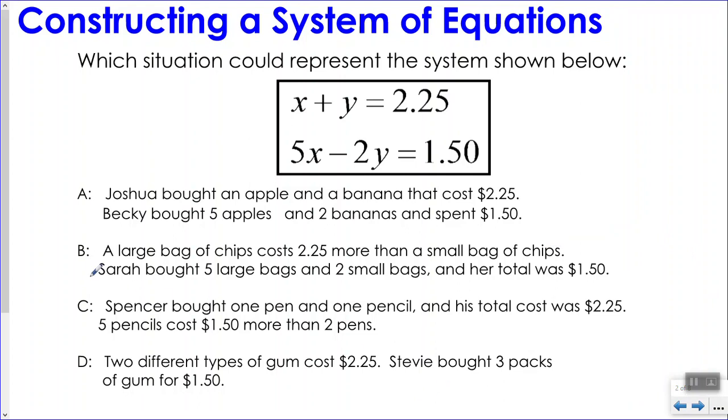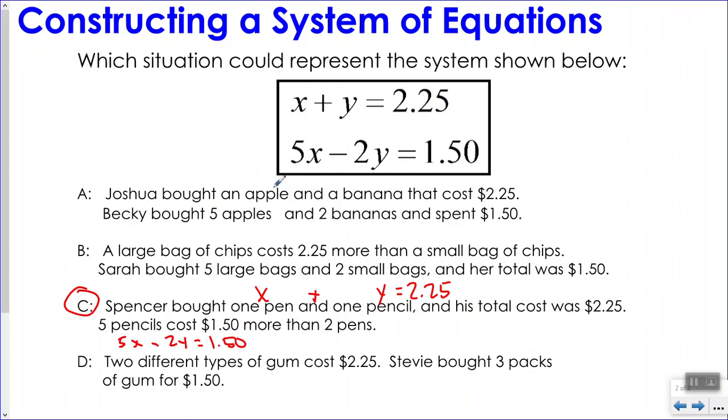Our correct answer here is choice C. So in this one, we have two variables. We have pen cost, which we'll say is x, and pencil cost, which is y. And when Spencer bought one of each of those, his total cost was $2.25. We know that the cost of 5 pencils is $1.50 more than 2 pens. So if I take away the cost of 2 pens, my difference will be $1.50.